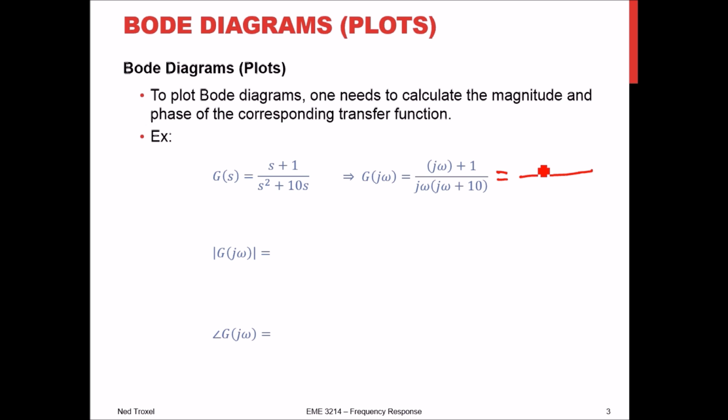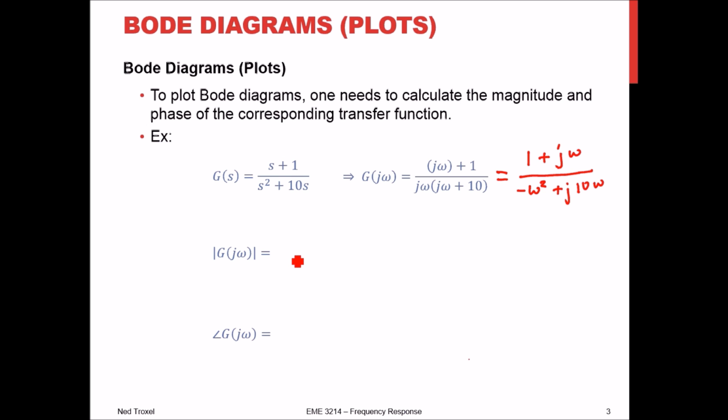So the real part of the top is 1 plus j times omega. And on the bottom, there'll be a real part resulting from this j omega times j omega, and that's going to be a minus omega squared. And then there'll be a plus j times 10 omega. So the real part of the top is 1, and omega is the imaginary part, and negative omega squared is the real part of the bottom, and 10 omega is the imaginary part.